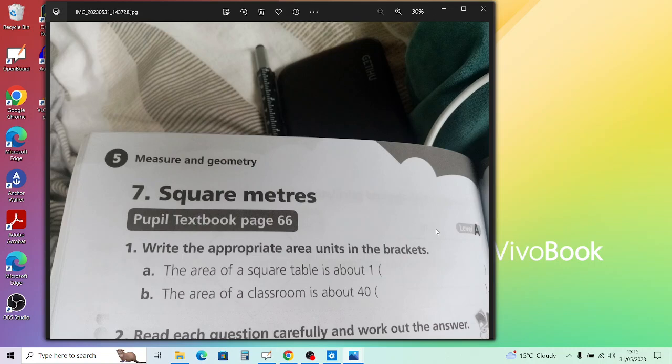The area of the square table is about 1 meter squared, and the classroom is going to be 40 meters squared, roughly speaking. Those are the units, and that's how we write it. Or you can write square meter. I'm not sure if perhaps they want you to write square meter there, but either way should be fine.